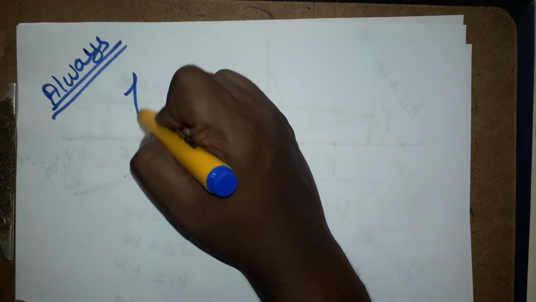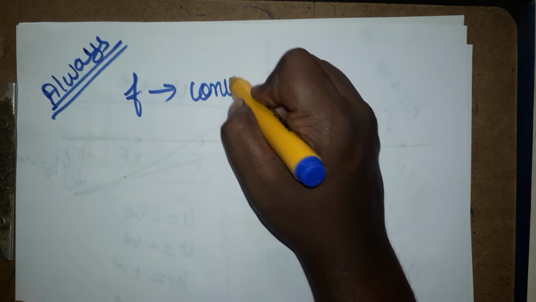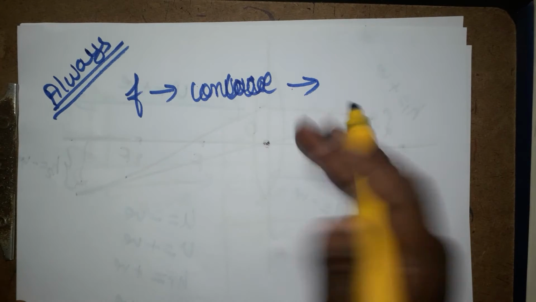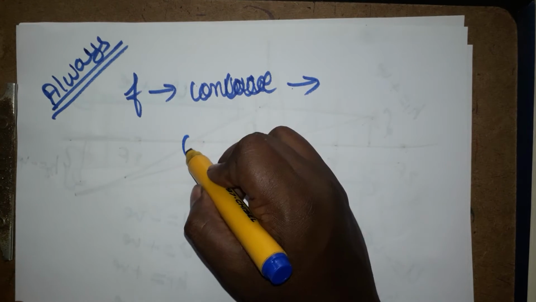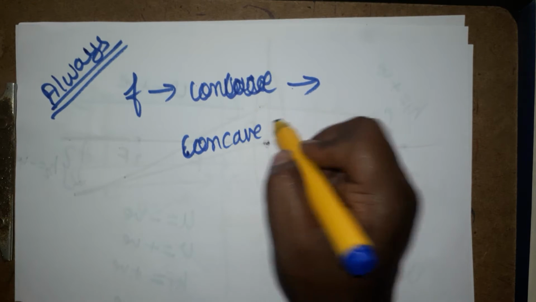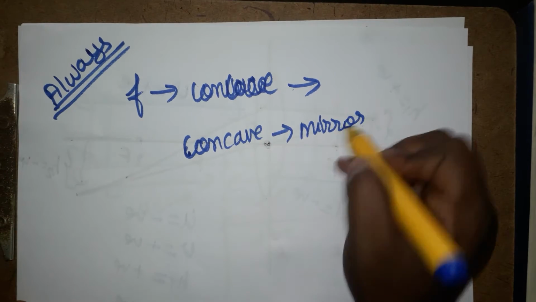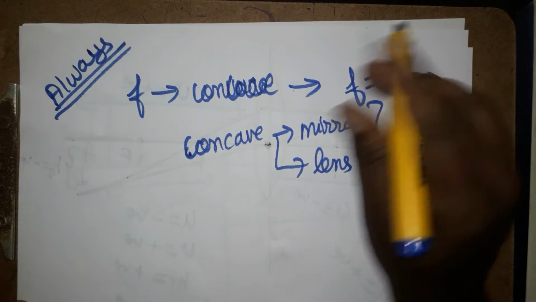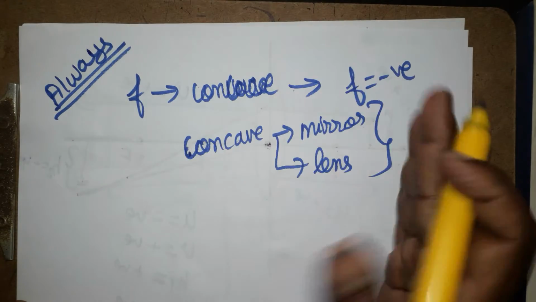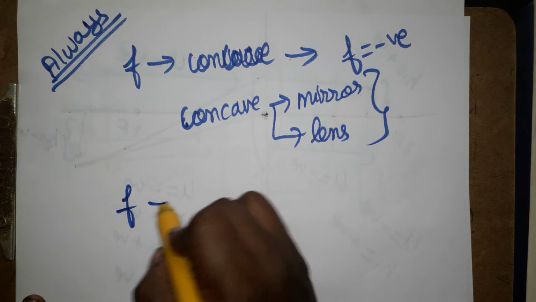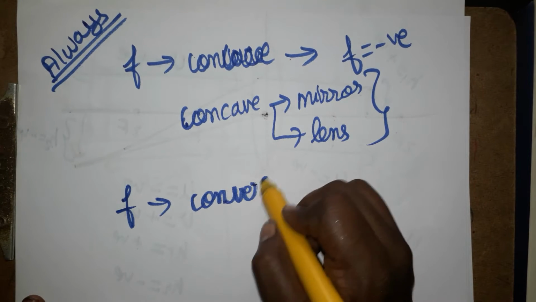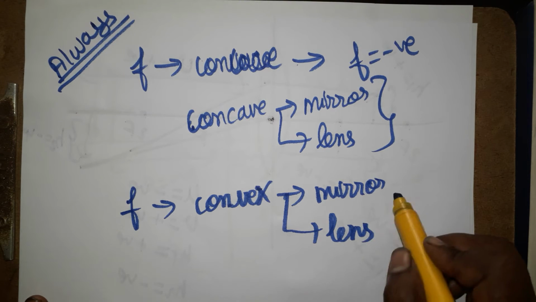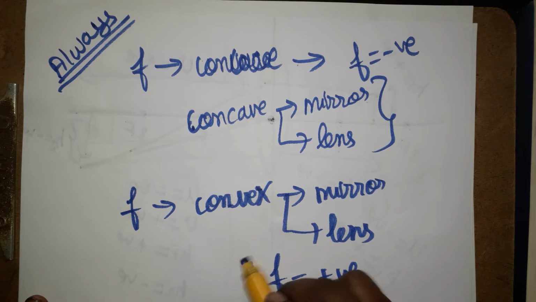So the focal length of a concave mirror or concave lens, whether it is a concave mirror or concave lens, the focal length you should take as negative, it is fixed. Concave lens or concave mirror, focal length will be negative. Focal length of convex, whether it is a mirror or lens, the focal length will be positive. It is a fixed value.